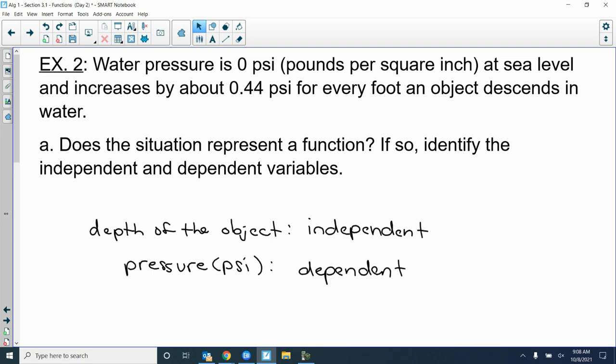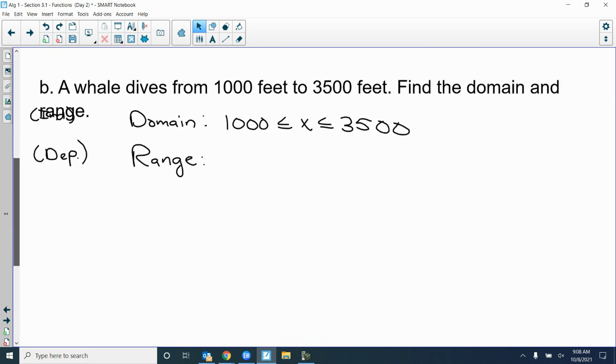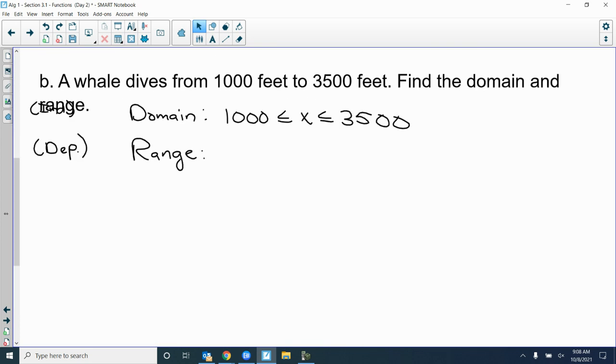Yeah. What's it tell us to do? It's about 0.44 for every foot it descends. So at 1,000 feet, what's its pressure? You know how to figure that out? Lucas? 440. Yeah, how'd you get that? I multiplied 0.44 times 1,000. Good. Pressure, from what they told us, equals 0.44 times the number of feet.